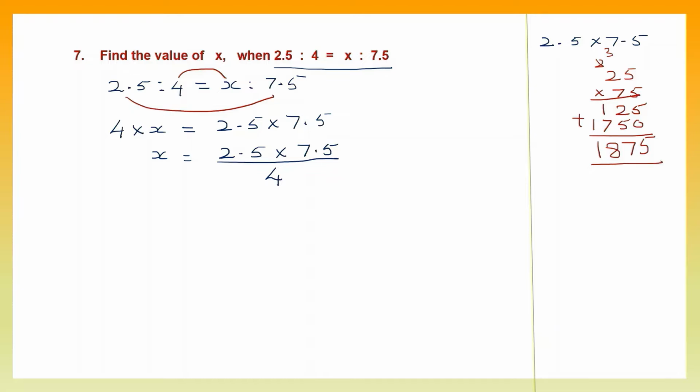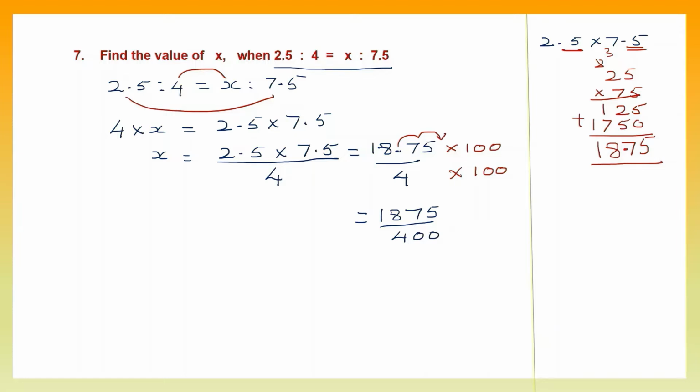Let's go back to the question and see how many decimal places there are. So here there's 1 and here there's 1, 2. So our answer also should have 2 decimal places. So here we have 18.75 by 4. Now we can remove the decimal point by moving it 2 places to the right. And that can be done only if we multiply it by 100. And if we multiply the numerator by 100, the denominator also should be multiplied by 100. So what do we get now? We get 1875 by 4 into 100, 400.